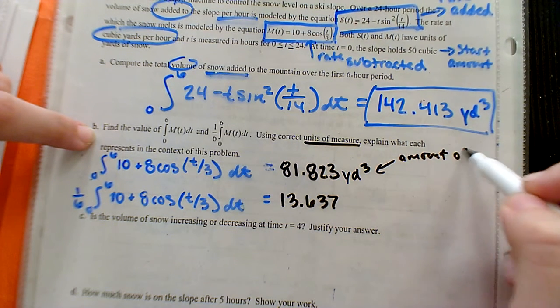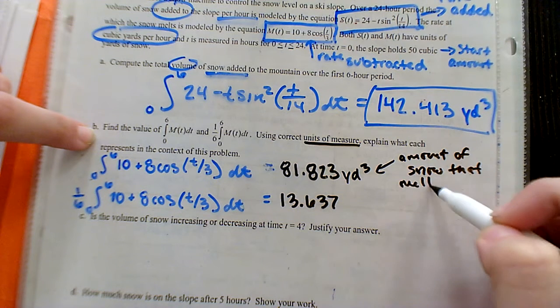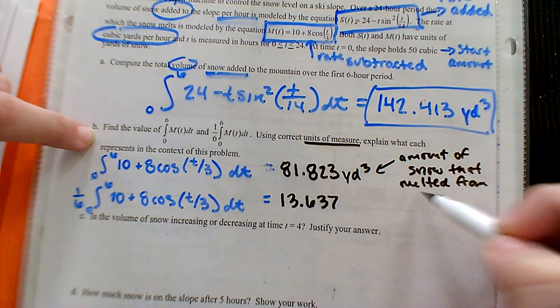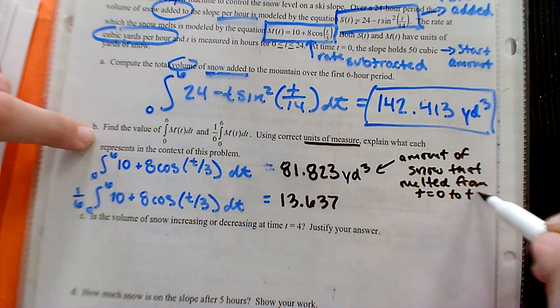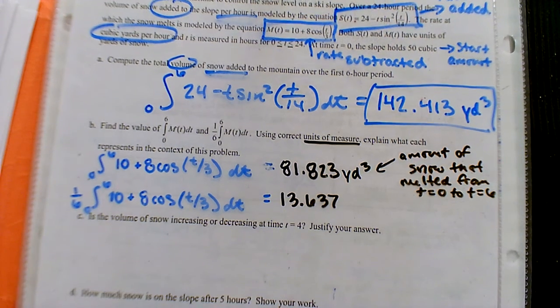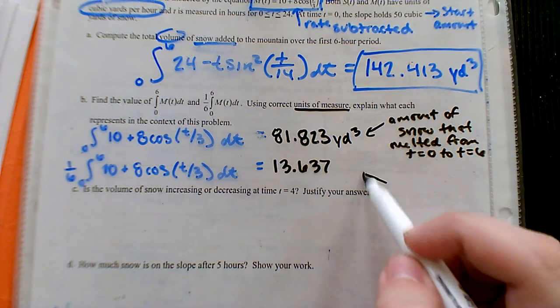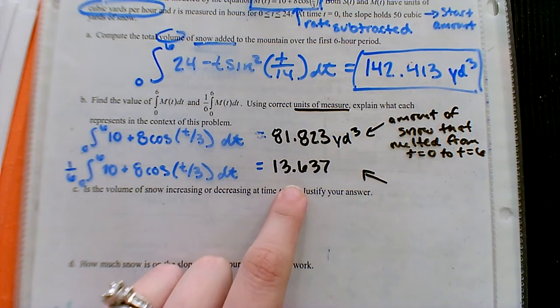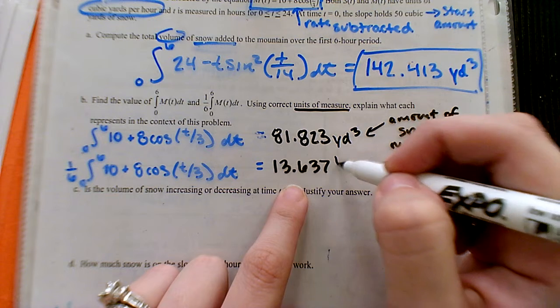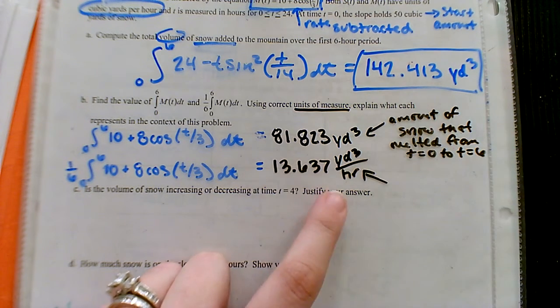So amount of snow that melted from time 0 to time 6, or during the first 6 hours, if you want to say that. What about the units on the 13 value? This is what's a little tricky. What do you think, Stevie? Is it yards cubed lost per hour? Yards cubed lost per hour. Good. This is a rate.